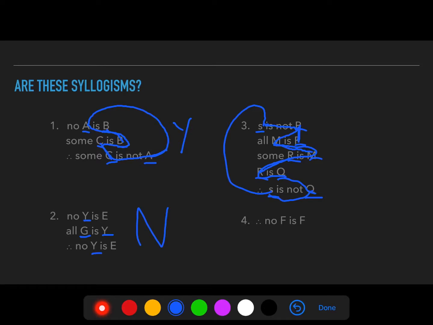Okay, and so the letters form a chain. So it satisfies almost all of the rules. You might be tricked by this one because notice that this third line, or fourth line, let me say, it's the fourth line, is not a woof.